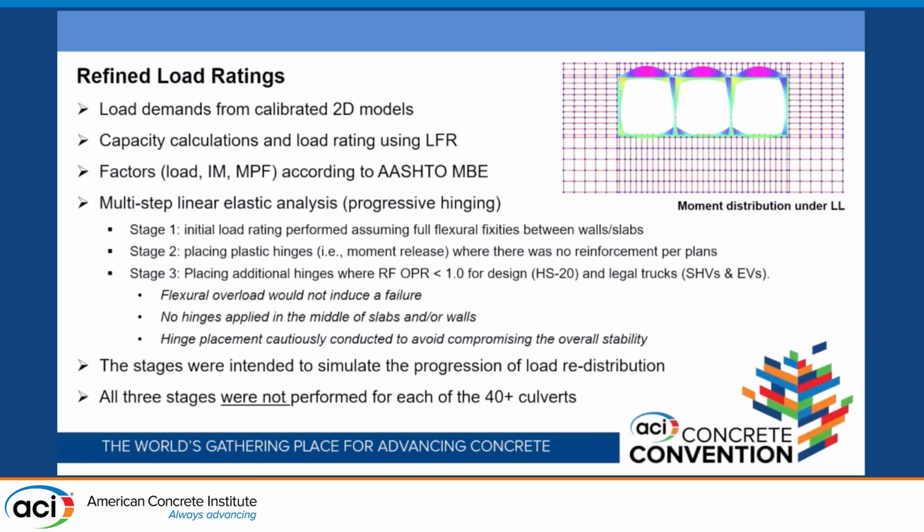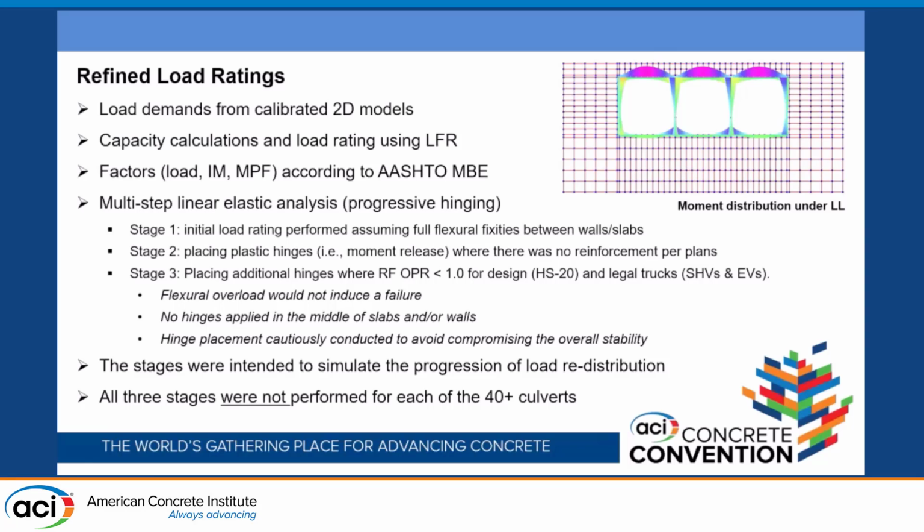In the first stage, we assume everything is rigid, all the connections are rigid. Then we look at the plans and see if we have rebars, or enough development for those rebars, to support the capacity that we are calculating. If there are no rebars or not enough development, especially with culverts that are 60, 70, 80 years old, we put a plastic hinge in there to redistribute the loads. Then we perform the analysis.